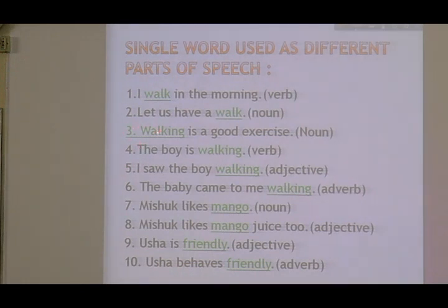Sentence number 3: walking is a good exercise. Here walking is used as subject. So walking is a noun. In sentence number 4: the boy is walking. Here walking is a verb.